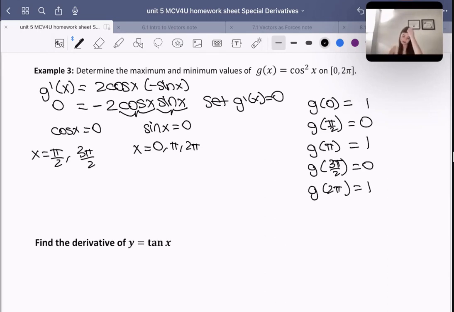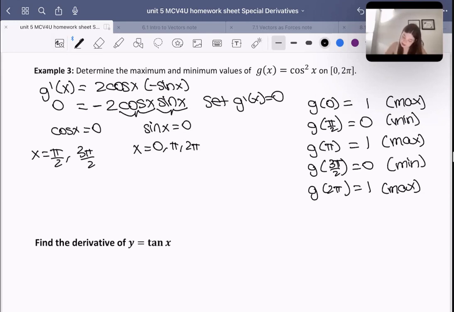So therefore, we know that the maximums must be the 1s, right? And the minimums must be the 0s, right? Because 1 is a larger number than 0, and we know these are where the critical points are in these places. Of course, there's infinitely many, but in this case, they only asked for this interval, so I only did this interval, but we could generalize this to more values if we used k in order to scale these, but these are the only values asked for.